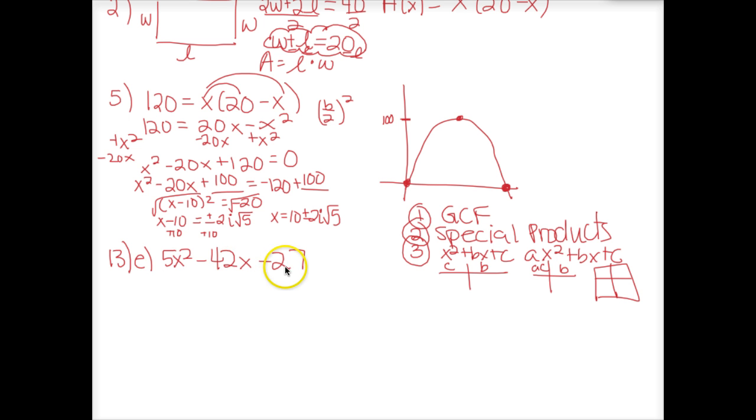So when I look at E, first I check for a GCF. 5 is prime, and since these are not divisible by 5, there is no GCF.